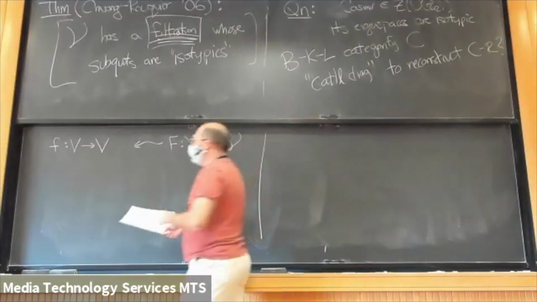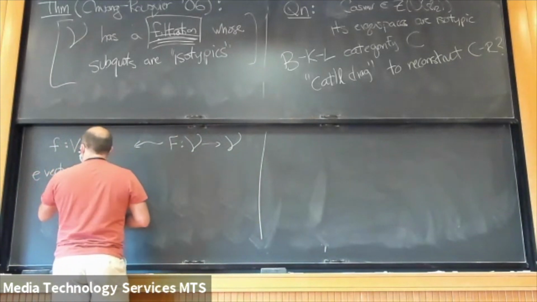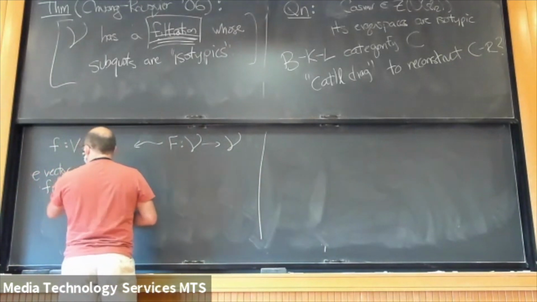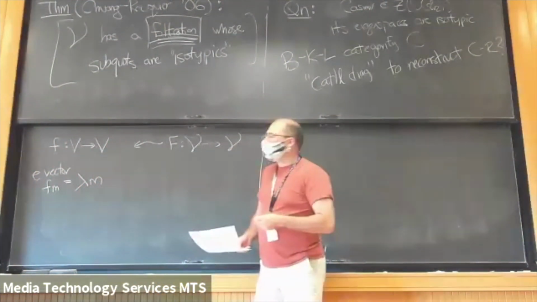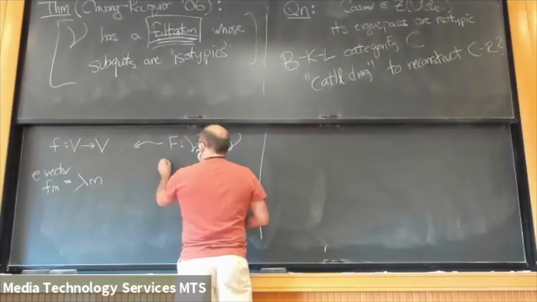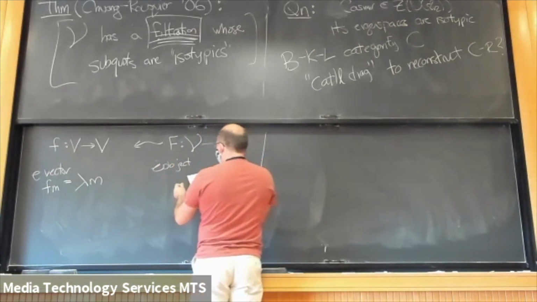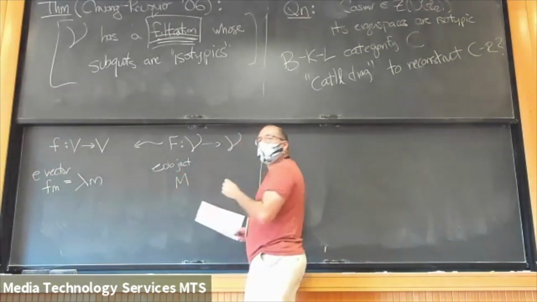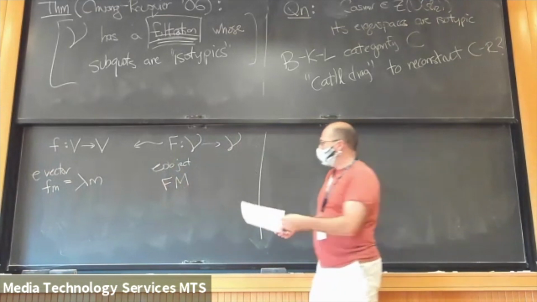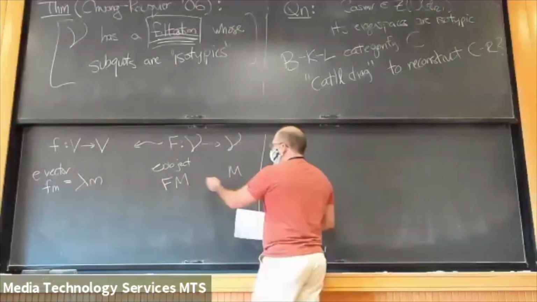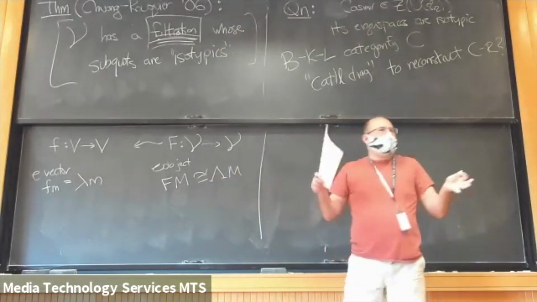And an eigenvector would be a vector m such that f(m) was equal to lambda m for some scalar. So maybe we're looking for an eigen object, which would maybe be an object m such that when I apply f to it, I get another object. And, well, maybe that would be isomorphic to some scalar functor times m.